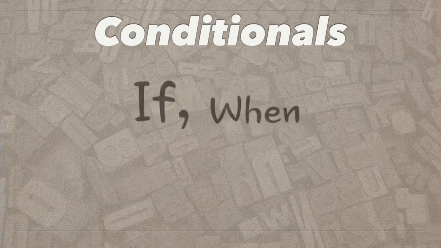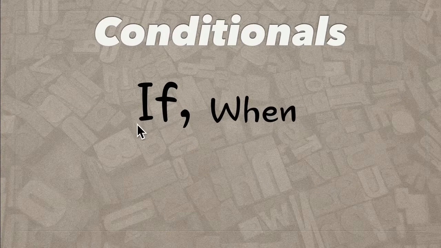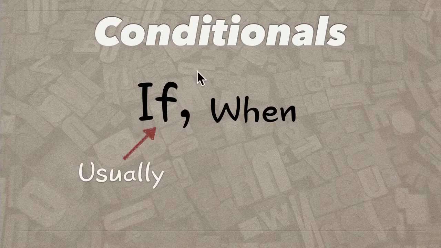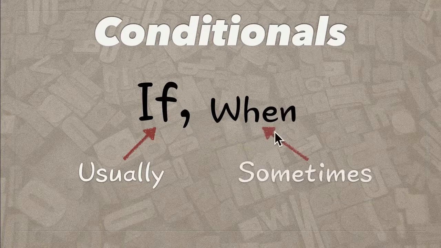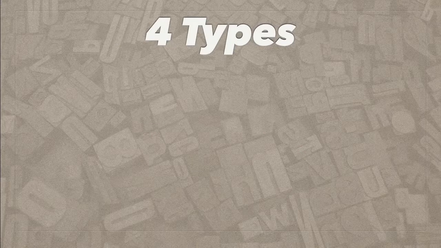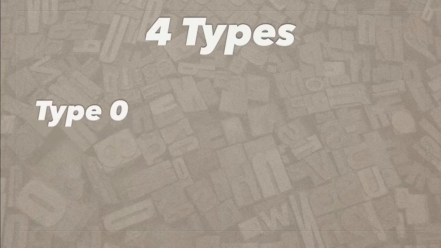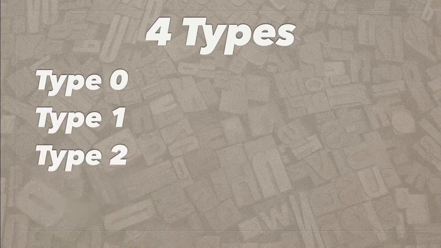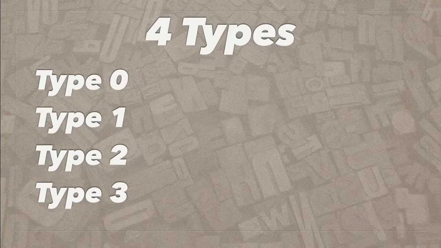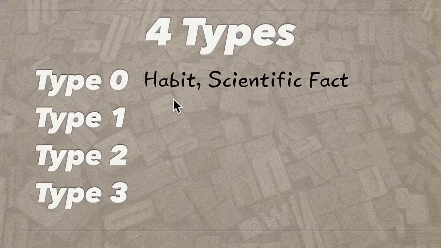For conditionals, we usually use these two words somewhere. Usually it's this word if. We will usually see the word if in the sentence. However, when can sometimes be used, but it's not as common. Let's take a look at the types of conditionals. There are 4 types, and they're named by numbers. Type 0, 1, 2, and 3. Type 0 shows the relationship of habits and scientific facts.